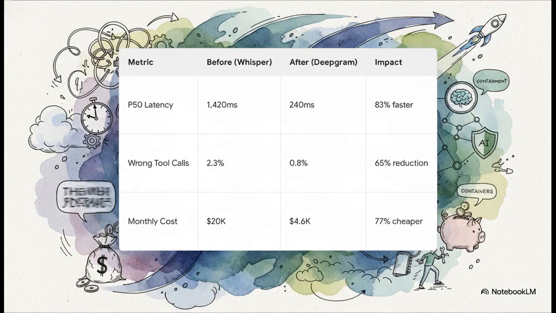So what did that actually mean for their business? Well, that faster latency wasn't just a tech win. It led to a 21-point jump in their containment rate, which means way more calls were handled by the AI without needing a human. Fewer hallucinations meant a 65% drop in wrong tool calls, preventing super costly errors in a sensitive healthcare environment. And the bottom line? They saved thousands of dollars every month, and they freed up an entire full-time engineer to work on the actual product instead of just managing infrastructure.